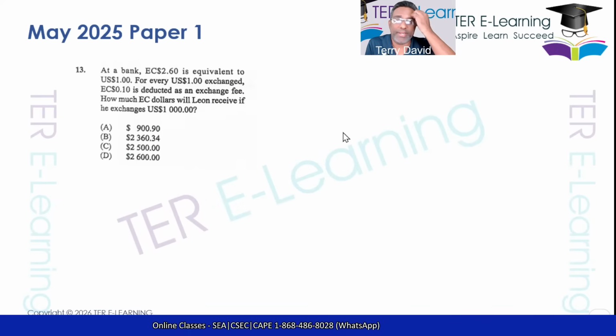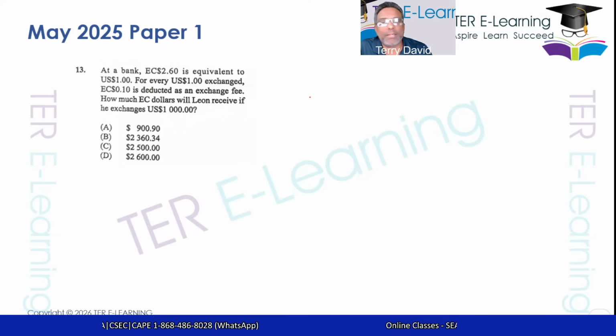All right, so this one here, we saw this question. I don't know if they changed anything, but a bank says EC 260 is equivalent to 1 US, and for every dollar exchanged, 10 cents is deducted. How much EC dollars will Leon have if he exchanges 1,000 US? So first of all, for US $1, what you actually get is not 260, but you get 250. So EC 250.